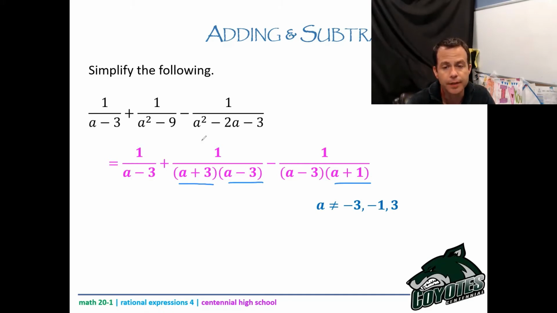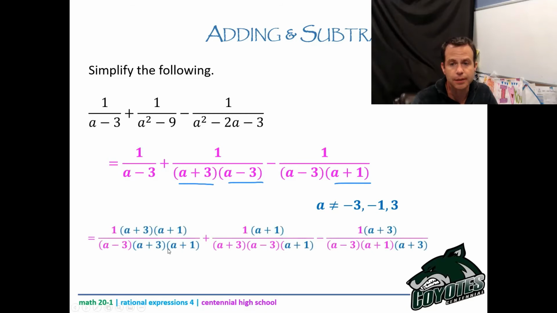Okay, on this fraction, I already have the a plus 3 and the a minus 3, but I don't have the a plus 1. So I'll have to throw an a plus 1 on here and up here. Okay, and then finally on this guy, I have the a minus 3 and the a plus 1. I don't have the a plus 3. So I'll throw an a plus 3 here and an a plus 3 here. Okay, that looks like this. Okay. So take note of what I did. I had 1 over a minus 3.